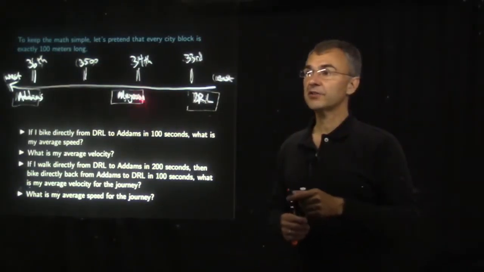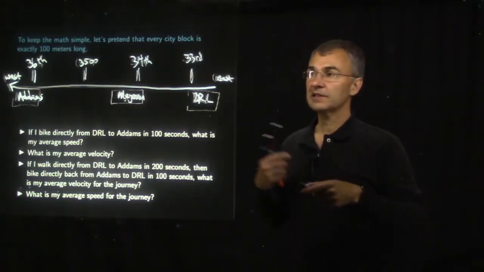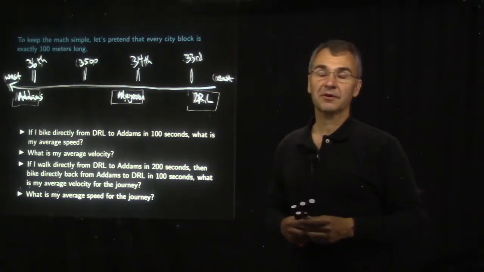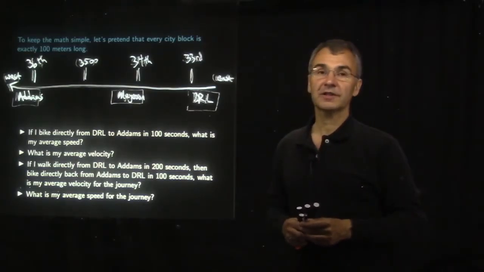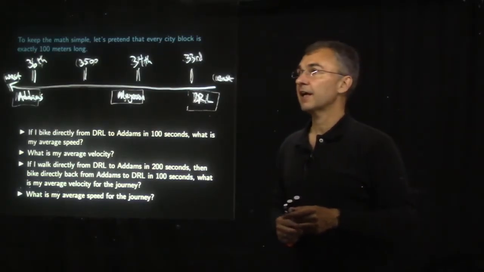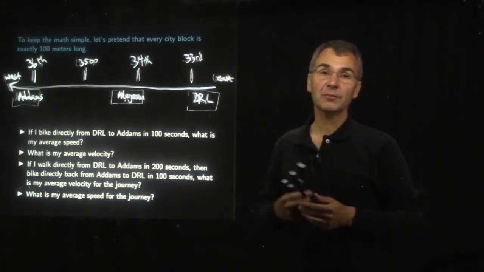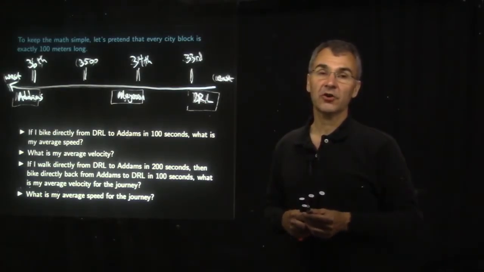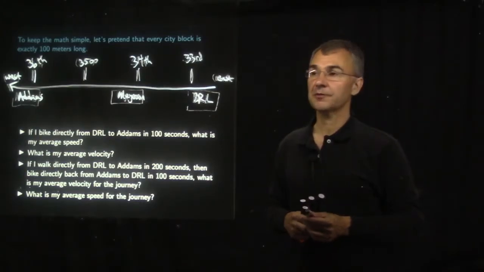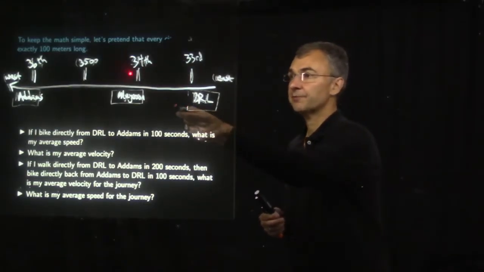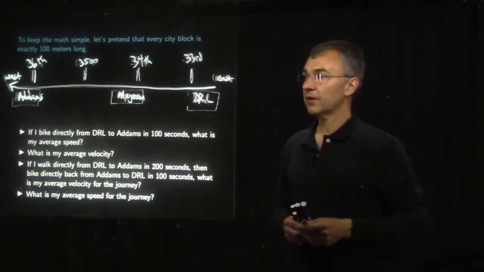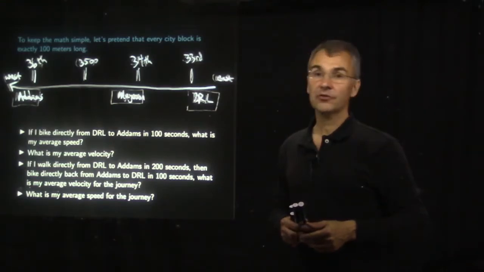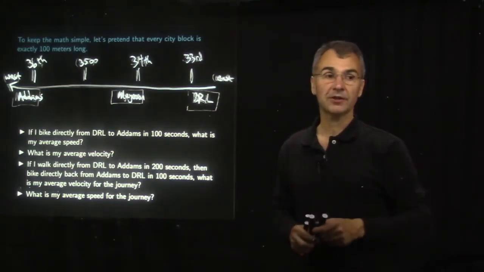Let's go back to this simplified map of the blocks of Walnut Street between DRL and Addams Hall. And to keep things simple, let's pretend that a city block is always precisely 100 meters long. So let's say this is 100 meters, 100 meters, 100 meters. So if I bike directly from DRL to Addams in 100 seconds, what is my average speed?